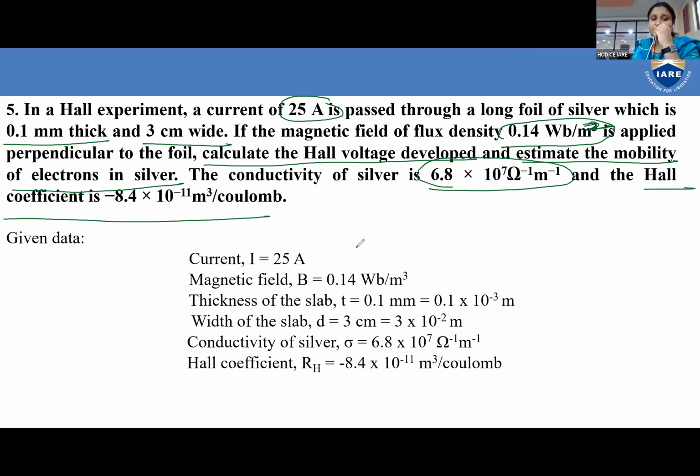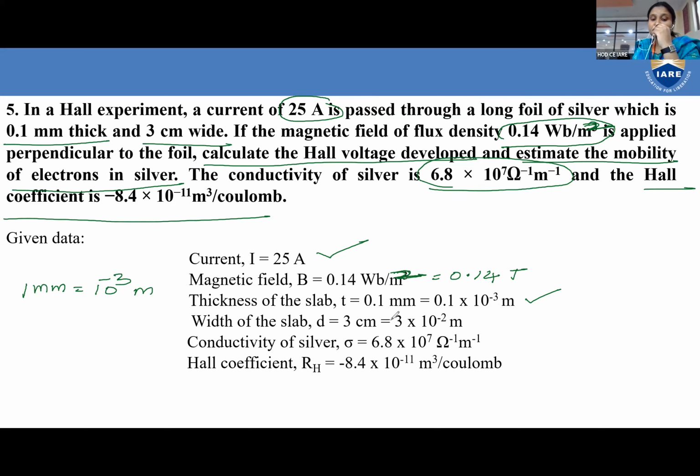Looking at the data, we were given the value of current and the magnetic field, 0.14 Weber per meter square, or we can write it as 0.14 Tesla, because 1 Tesla is Weber per meter square. The thickness of this slab is 0.1 mm, and 1 mm is equal to 10 to the power of minus 3 meters. We have to convert data given in mm or centimeter into meters, so I'm multiplying by 10 power of minus 3 and have converted thickness into meters.